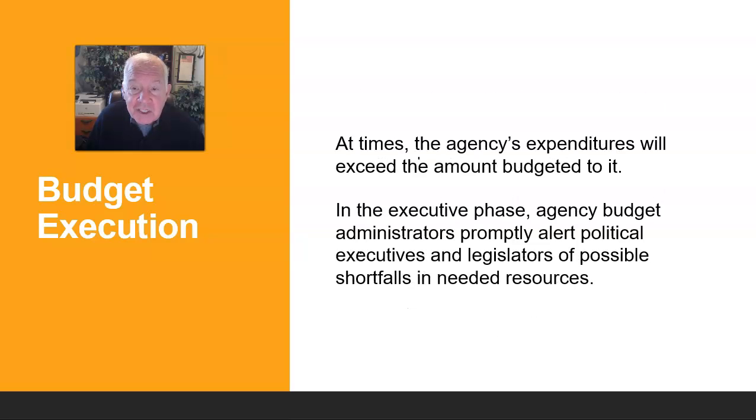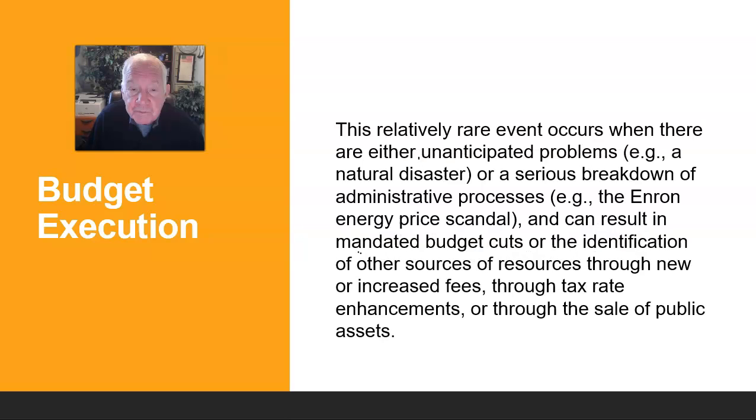At times, the agency's expenditures will exceed the amount budgeted to it. In the executive phase, agency budget administrators promptly alert political executives and legislators of possible shortfalls in needed resources. This relatively rare event occurs when there are either unanticipated problems, for example, a natural disaster, or a serious breakdown of administrative processes, and can result in mandated budget cuts or the identification of other sources of resources through new or increased fees, through tax rate enhancements, or through the sale of public assets.